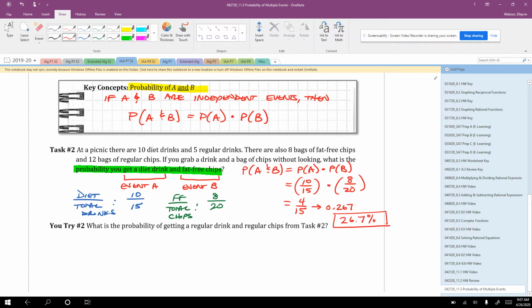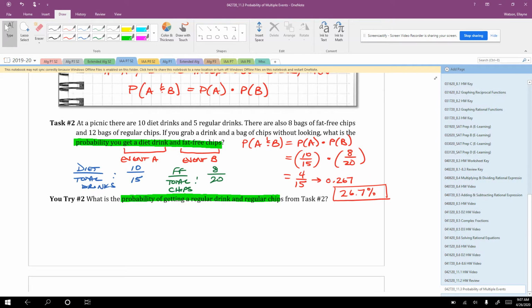All right, here we go. So this one is using the same example, but now it's what is the probability of getting regular drink and regular chips? So we're going to use the same formula here. Probability of A and B is equal to probability of A times the probability of B. Okay, this time A is going to be regular drink. So let's call this A and let's call this B. Event A and event B.